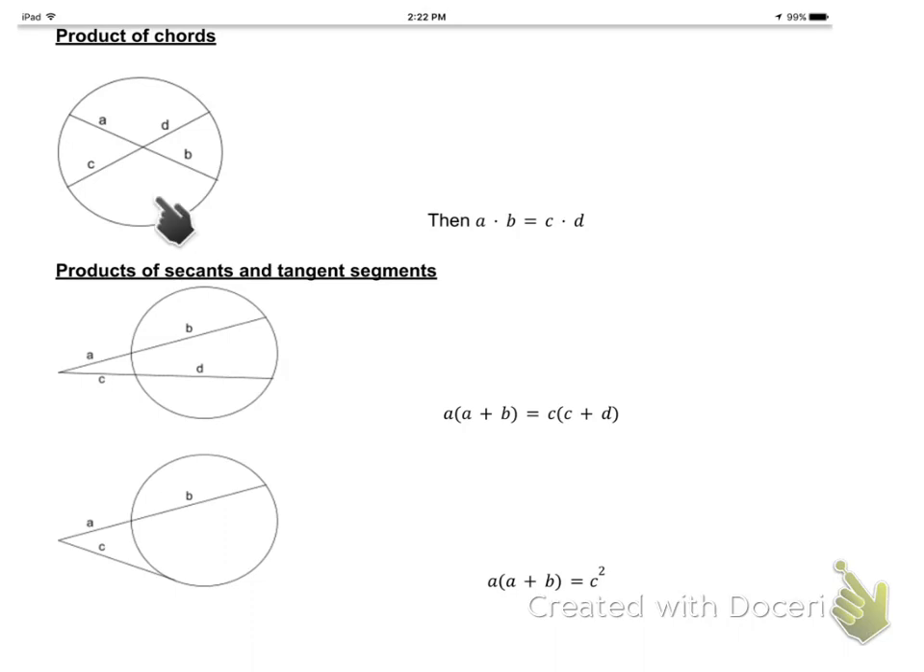The top one, we've seen this one already, so you shouldn't have to write that. But when we have chords that are crisscrossing, you just take their individual parts, multiply them, and they equal the individual parts multiplied on another chord. Yes?